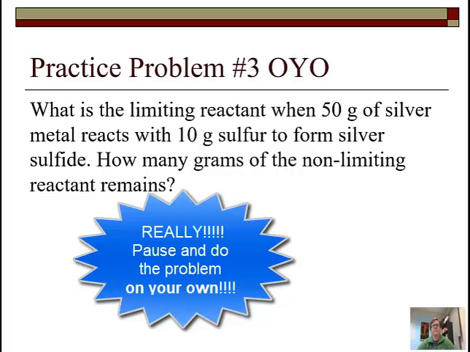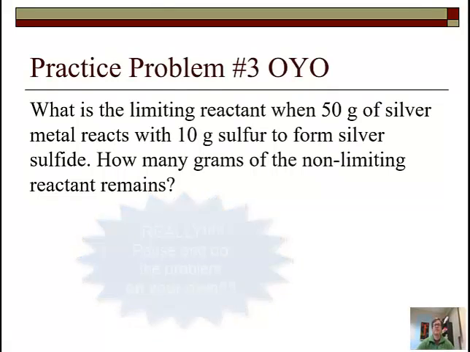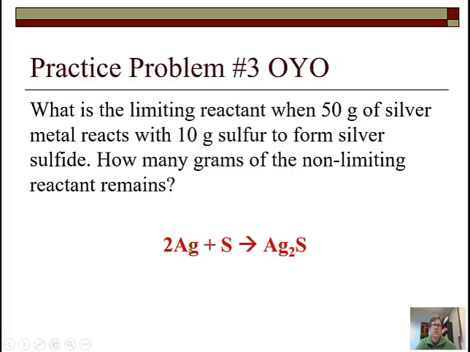All right, hopefully you've paused this and not just cheated waiting for me to give you the answers, because that's not going to do you any good in the test. All right, so the first thing we have to do is to make a balanced equation. So silver plus sulfur gives us silver sulfide, right? Remember, +1 for Ag, -2 for sulfur, okay? So make sure we're doing that.